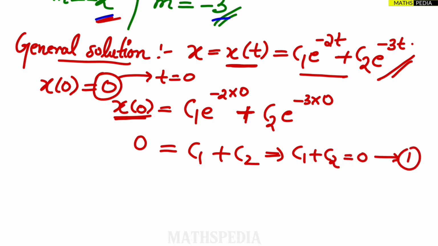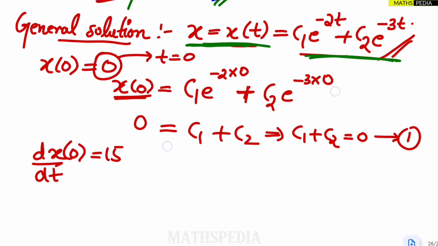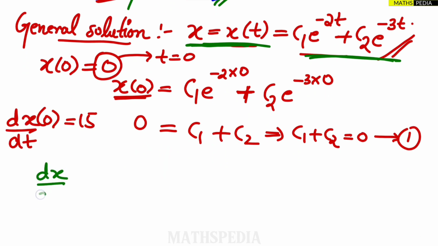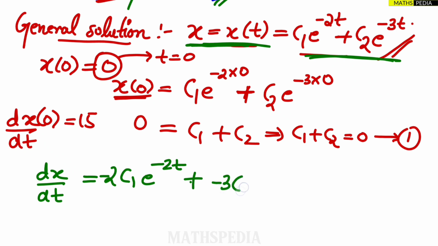Next, one more condition they had given, which is dx by dt of 0 is equal to 15. That means I have to first differentiate to find dx by dt. So where is x sitting? x is nothing but this value, right? So if you differentiate this value, see here carefully. c1 is a constant. The differentiation of e power minus 2t gives minus 2 c1 e power minus 2t, plus c2 is there, so minus 3 c2 e power minus 3t. This is the differentiation.